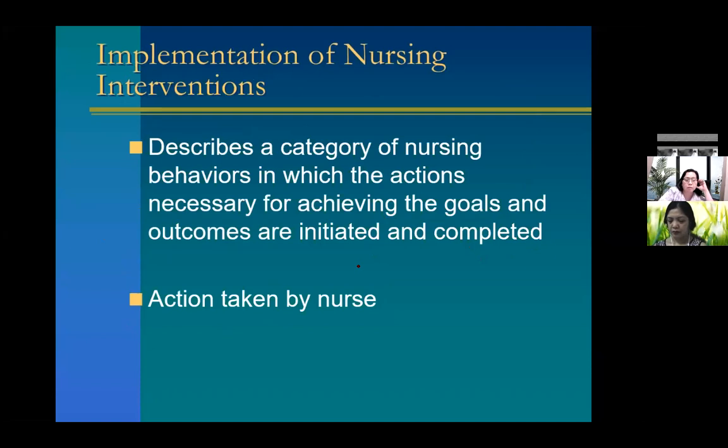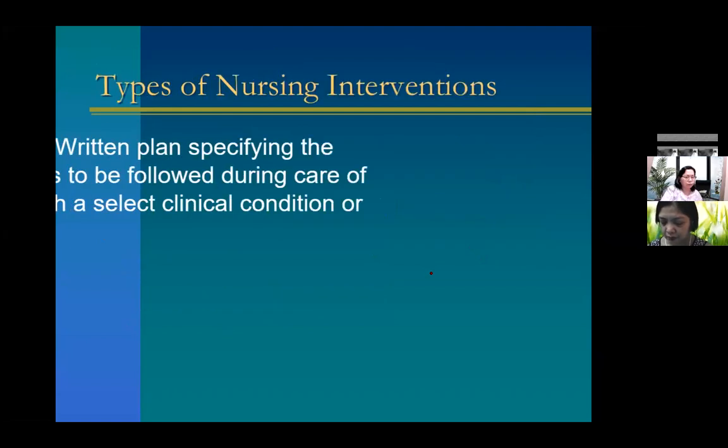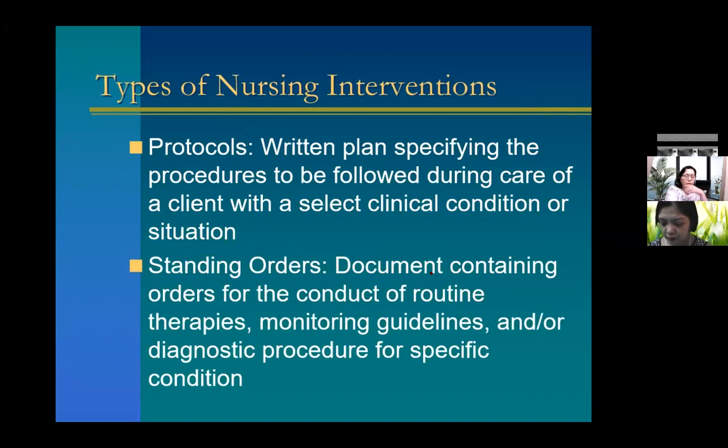Okay. So, describe a category of nursing behavior in which the actions necessary for achieving the goals and outcomes are initiated and completed. Okay, so then actions taken by the nurse. So what are the types of nursing intervention? So first, we have the protocol. Okay, these are the written plan specifying the procedure to be followed during the care of client with select clinical condition. This is a very good example.